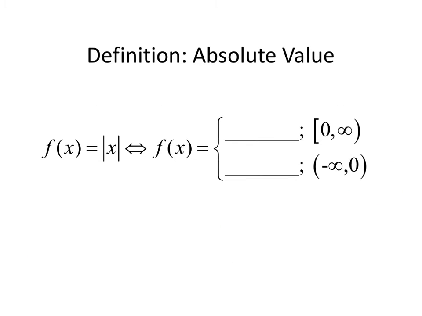Now we go to our formal algebraic definition of absolute value. F of x equals the absolute value of x if and only if... So we can also write this f of x equals x for 0 to infinity, or if x is greater than or equal to 0. Or f of x is the opposite of x on negative infinity to 0, open, or when x is less than 0.